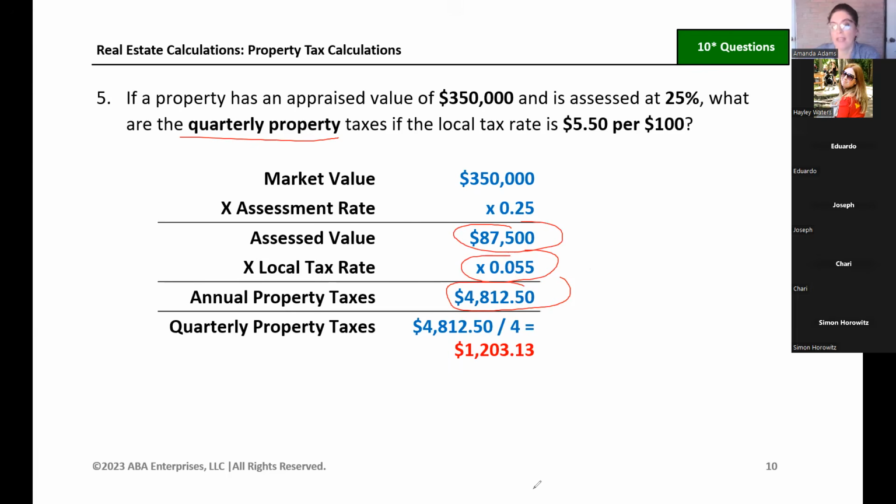Miranda, it's actually every 3 months. You're right. You do divide by 4, but it's every 3 months. There's 3 months to a quarter. So there's 4 quarters in a year. So divide by 4.